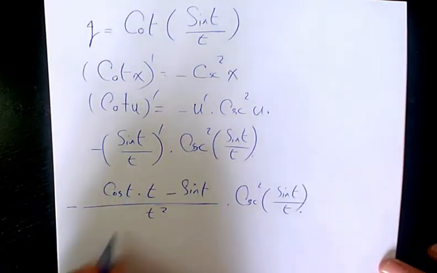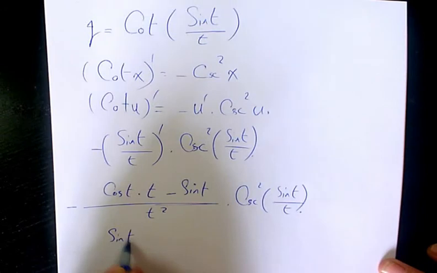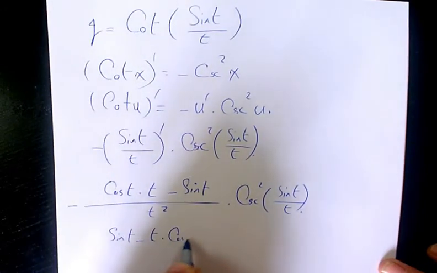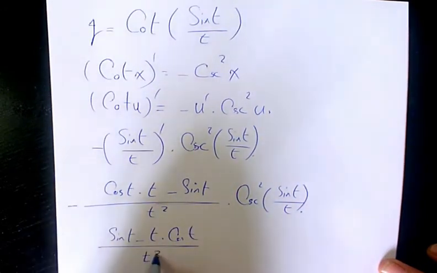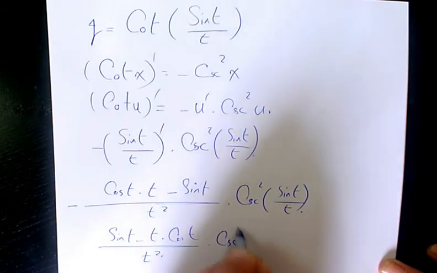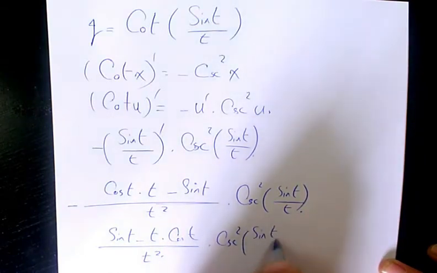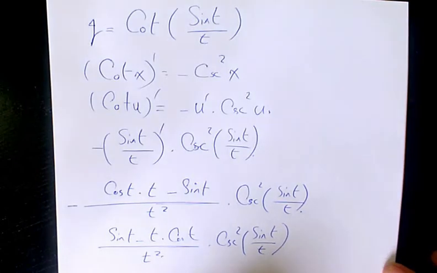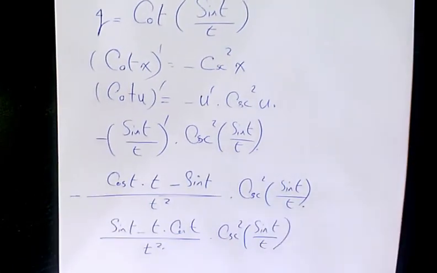So negative, when you multiply it out, is going to be sine t minus t times cosine t, divided by t squared, times cosecant squared of sine t over t. So that's going to be the final answer.